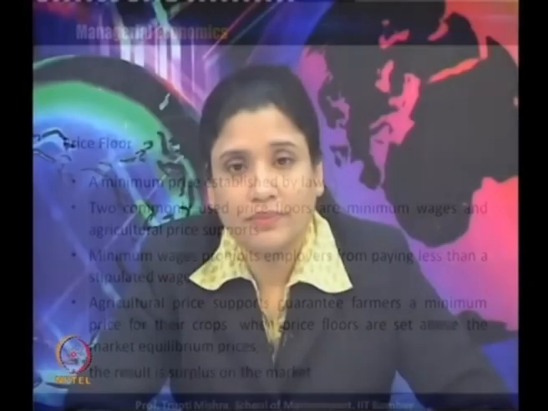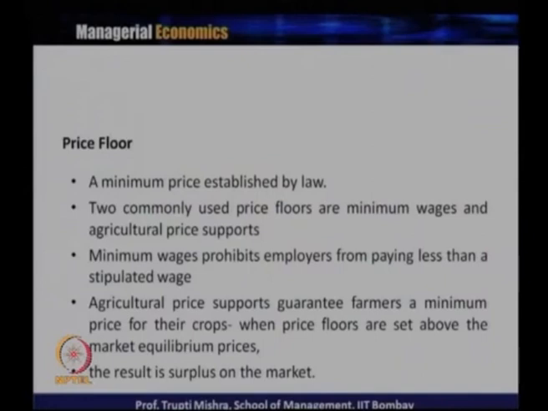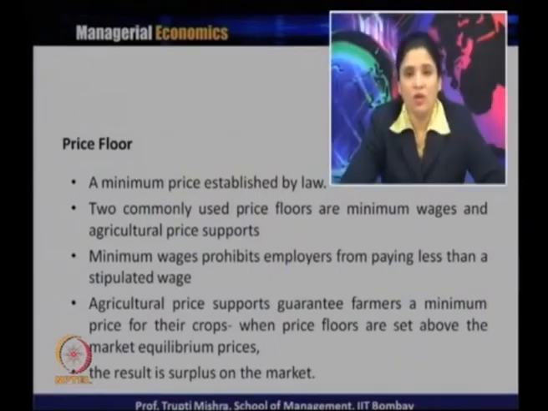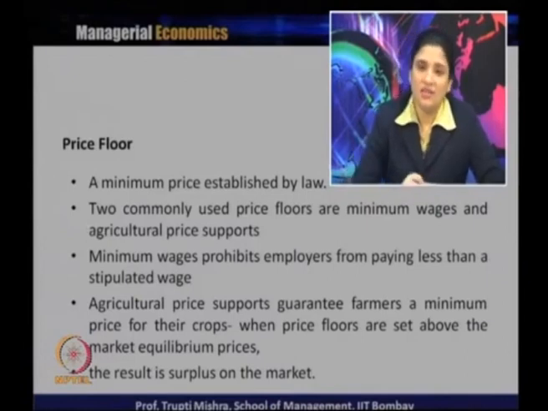Opposite to the price ceiling, this is the minimum price that has to be given by the supplier. Now, what is the typical example here? The typical example is the minimum wage. The producer has to pay a wage which is at least the minimum set by law. So, commonly used price floors are minimum wages and agricultural price support. Minimum wages prohibit employers from paying less than the stipulated wage, and agricultural price support generally guarantees farmers a minimum price for their crops. When price floors are set above the market equilibrium price, this generally results in a surplus in the market.